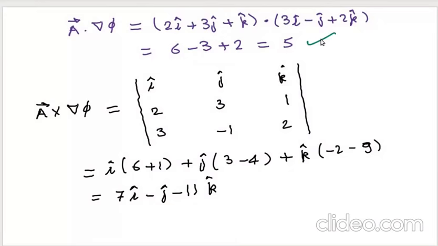And similarly, if you take the cross product, you can use this determinant. By calculating it, you will get, this is not a curl, I am sorry, this is the cross product only. So the cross product will be 7 i cap minus j cap minus 11 k cap. I hope it is clear to all of you. Any doubt? Okay. Let's move to the fourth question.